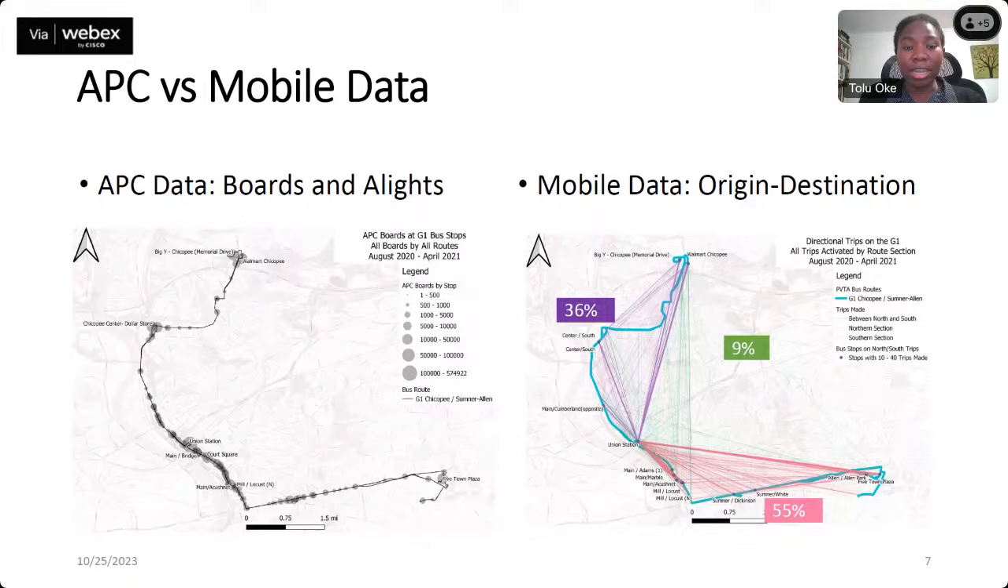But the APCs are unlinked, and so we have no idea about, for each individual that got on, where did they get off, how far did they go on the route, did they just go to the next stop, or did they go from one end to the other end. And so the mobile data provided us this very good information that we could use to infer destinations and locate destination locations for each trip. So, on the right here, I'm showing with the mobile data, we were able to see, for example, that on the G1 route, 36% of our riders were traveling primarily in the northern part of the route. 55% were traveling on the southern end of the route, and only about 9% were traveling across the north and the south end of the route.